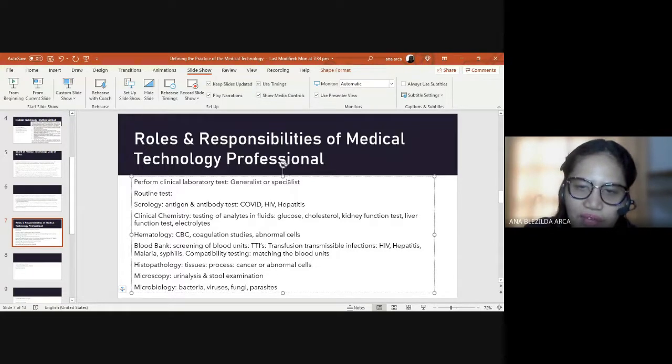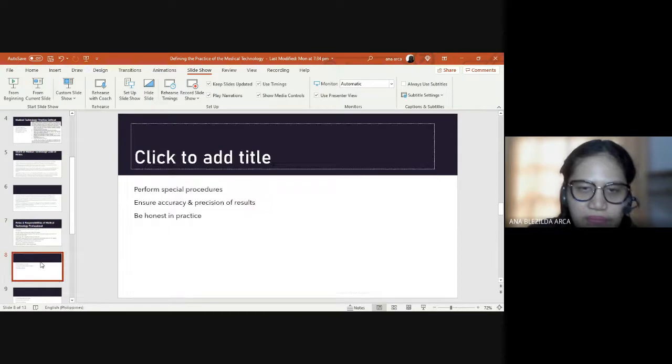Okay? Pero kung specialist ka, ibig sabihin ng specialist, sa isang section ka lang. Kunwari, assign ka lang sa blood bank, expert ka ng blood bank, kaya nasa blood bank ka. Expert ka ng microbio, nasa microbio ka. Ganun ang difference ng generalist and specialist.